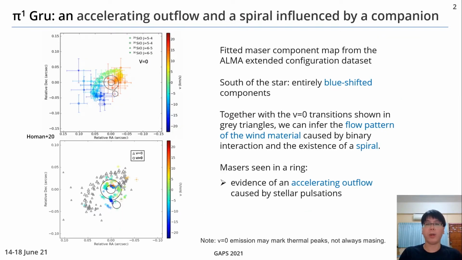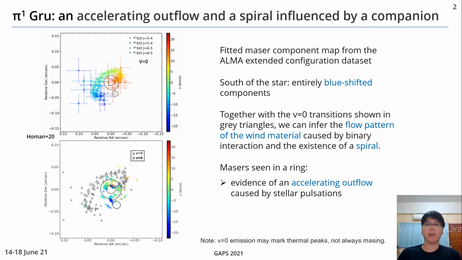Okay, so starting with Pimpanuwat, what we have here is the fitted maser component map from the ALMA extended configuration dataset. There's an interesting region towards the south of the source where there's a curved trail of entirely blue-shifted components. Together with the vibrational ground state transitions as shown in the top panel, we can infer the existence of a spiral, and there is also a flow of material between the primary source and the companion. So essentially, there is a binary interaction there.